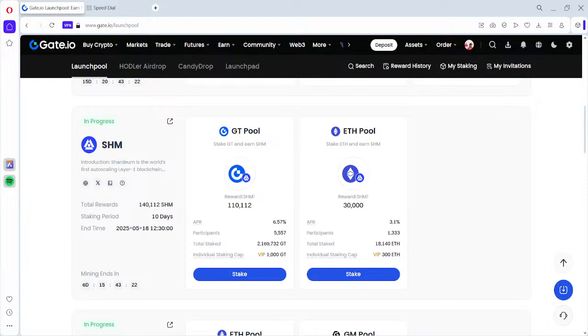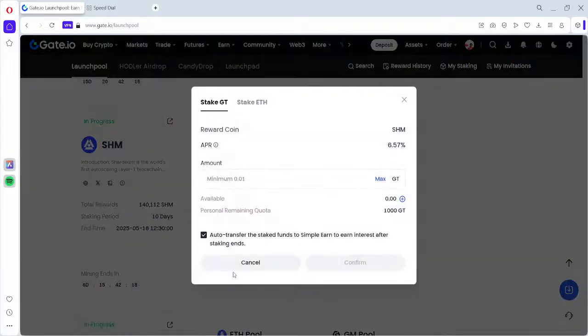So both pools, one is the GT pool and the other the Ethereum pool. As I told you already, we have 2 pools for SHM to earn SHM as a reward. Right now, the GT pool is going on, and whichever pool you participate in, you receive the reward back as SHM. The minimum quantity to stake GT is 0.01 GT.